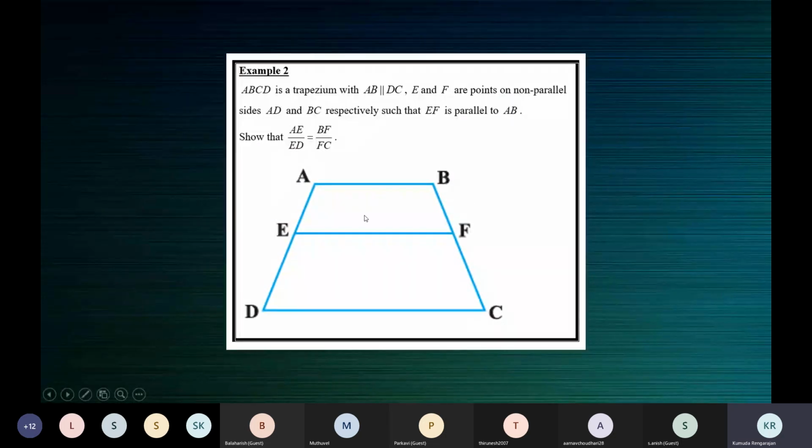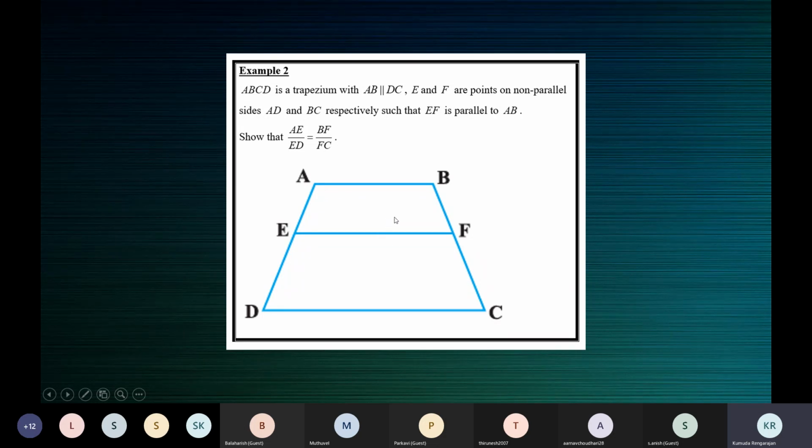Why should you join AC? Because it's a quadrilateral, and we need to have triangles in order to use BPT. So we'll divide the quadrilateral trapezium into two triangles by connecting the diagonal AC. As you join AC, AC will intersect EF.